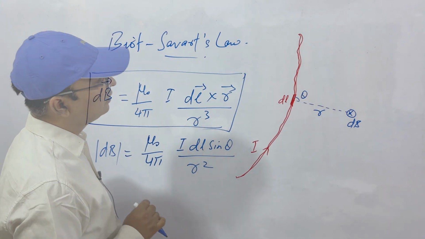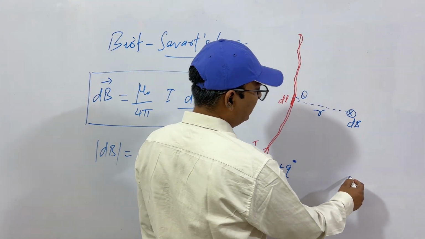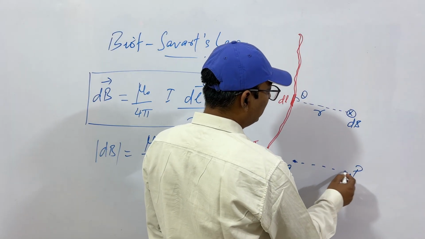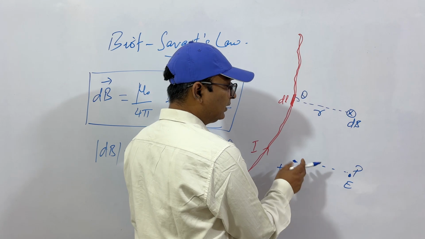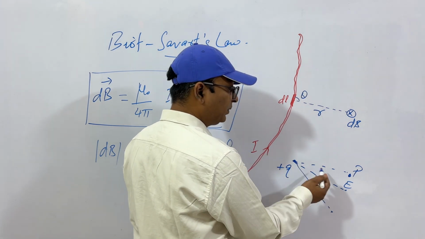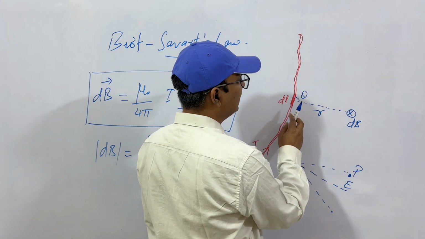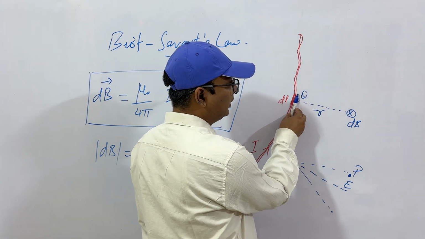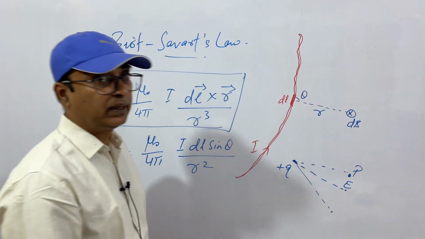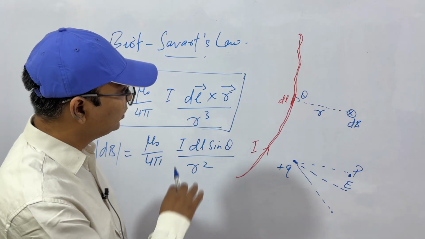Another difference was, if this was plus q and we were finding the electric field at this point P, it was not dependent on any angle, whether it is at this point or this point or this point. It was dependent only on the distance of that point from that charge. But here we have an angle, that is, the direction of the current element with the position vector of the point at which we have to find the magnetic field. So these are some differences.